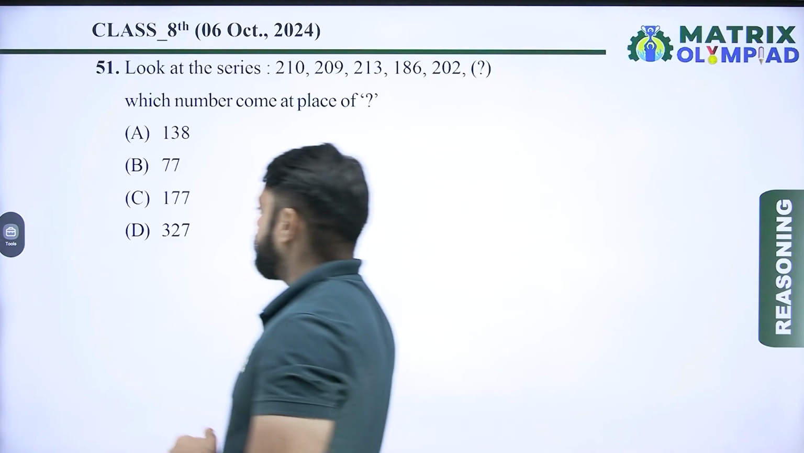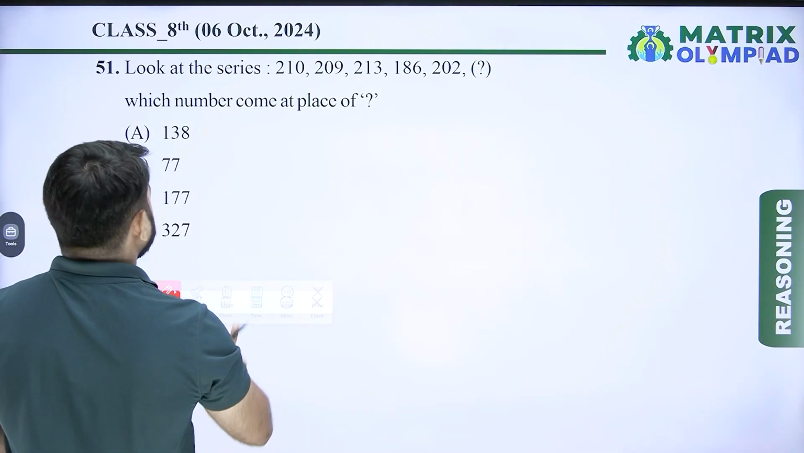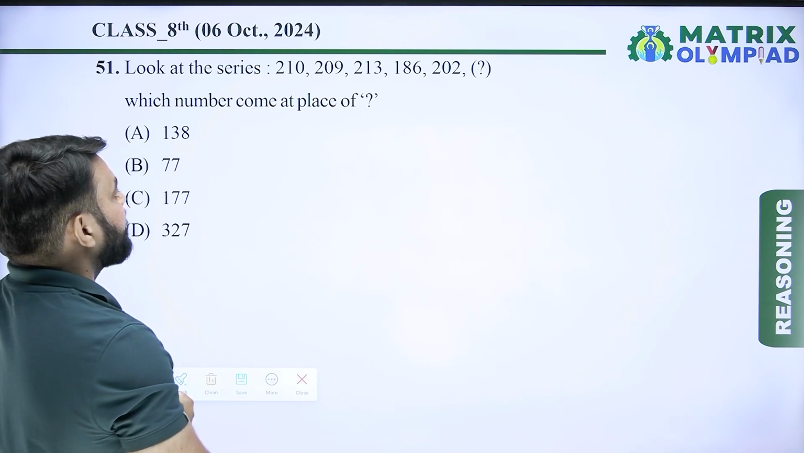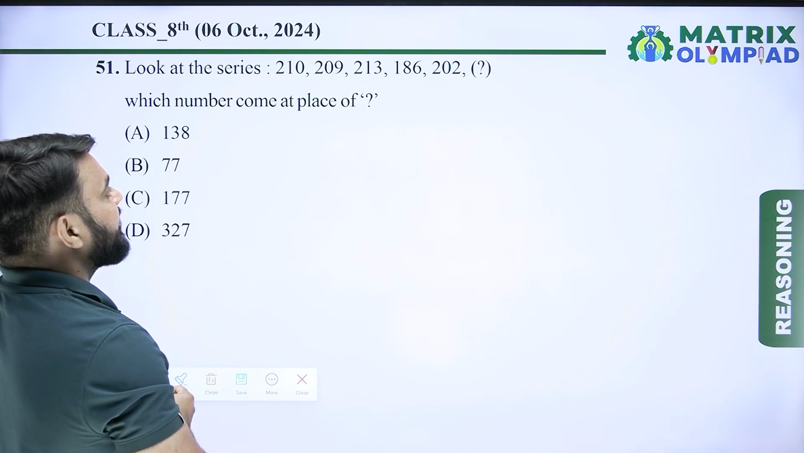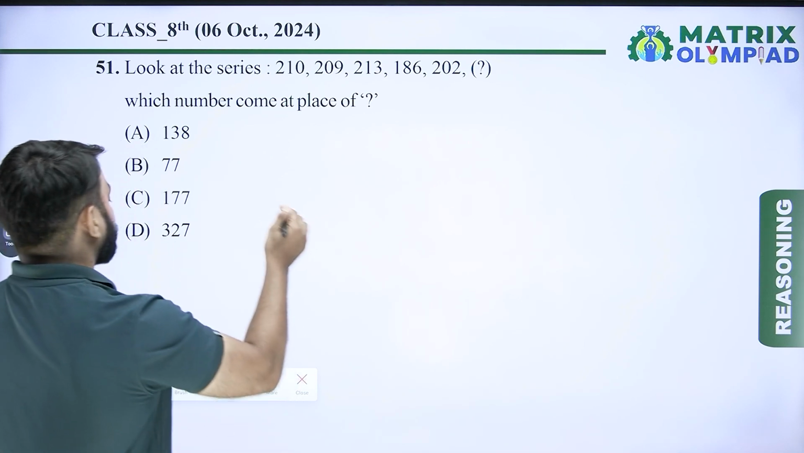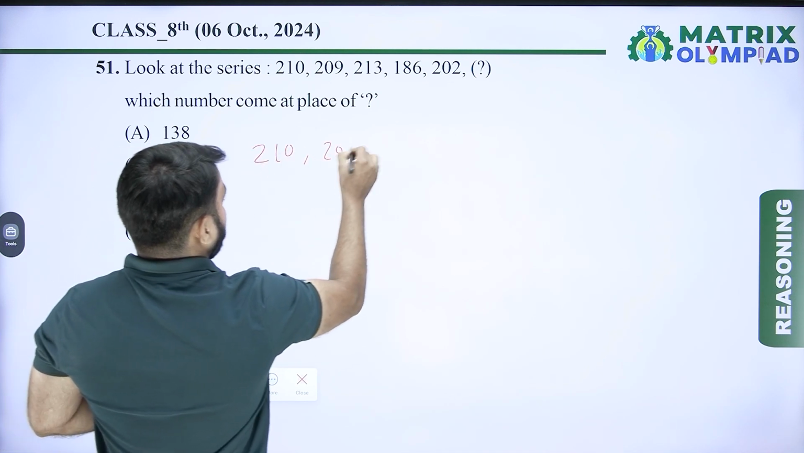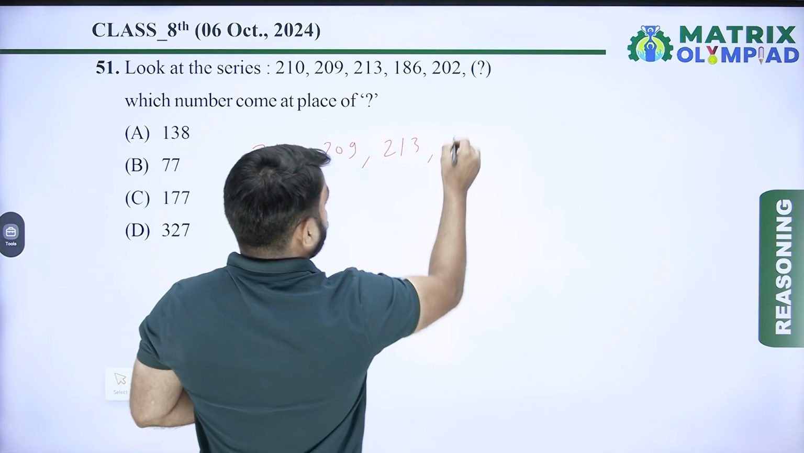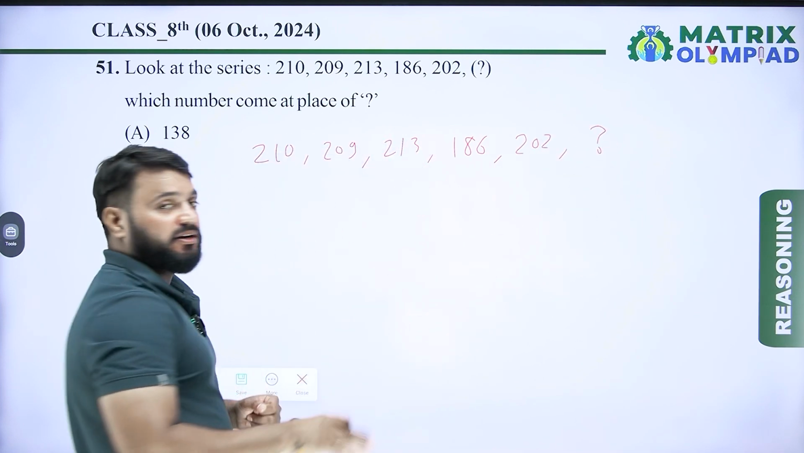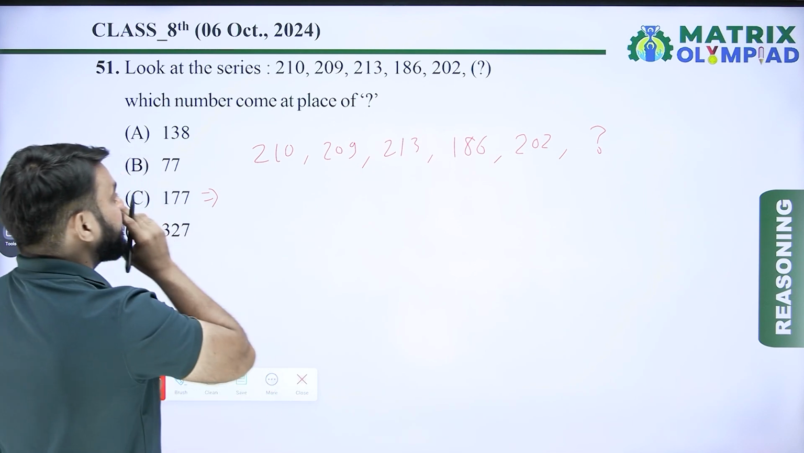So here we go. Question number 51. Look at the series 210, 209, 213, 186, 202, and the next is missing. Which number comes at the place of the question mark? First find the pattern. What is the pattern used in this series? So first find the difference between the terms.